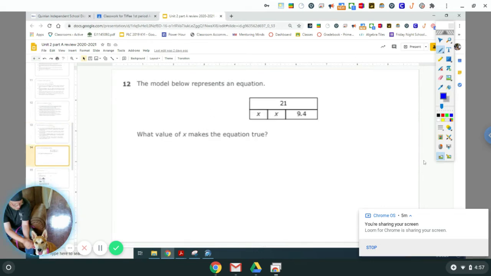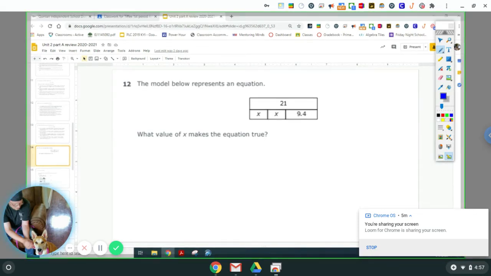Okay, 12. 12 is a model. So what this is saying is that this model equals 21. So it says you have 2 x's plus an additional 9.4 has to equal 21. So we're going to solve this. And we subtract 9.4 from both sides.